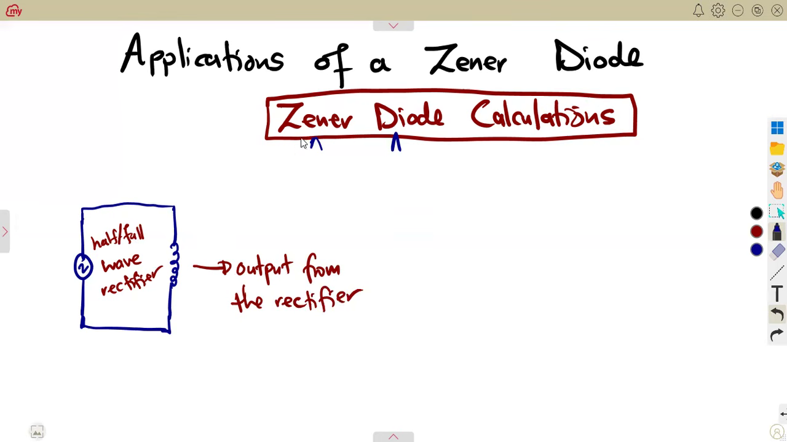So the application now of this Zener diode is to regulate this output that we had from our rectifier, meaning a half wave or a full wave. You now have to regulate this. So this one is actually unregulated. Talking of an unregulated voltage, the application now of this Zener diode is to regulate this so that it can be a regulated voltage. So that is the major application that we are going to consider in these calculations of our Zener diode.